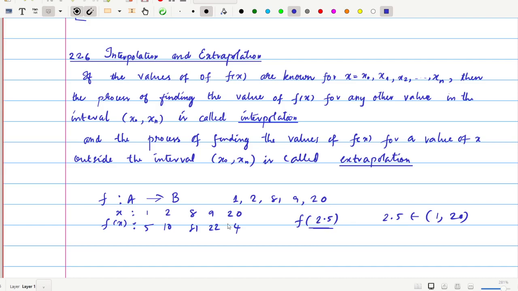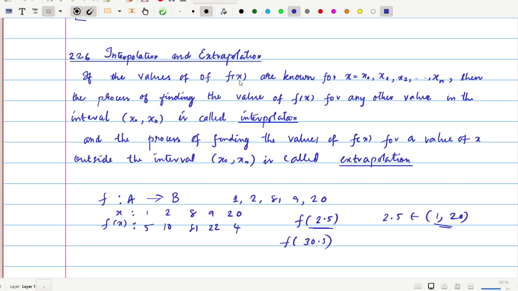In a similar fashion, you can find the value of f at some other point, 30.3. The process of finding the value of f at 30.3, which is outside this interval, is called extrapolation. That means using these values, we can extrapolate the value of f outside this interval. Similarly, you can interpolate the value of f inside this interval. So this is the definition of extrapolation and interpolation.